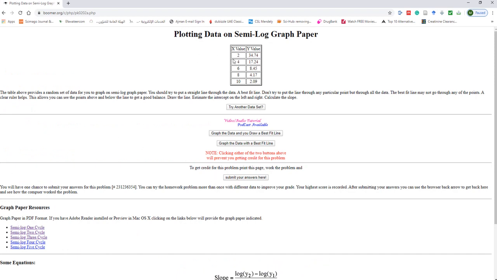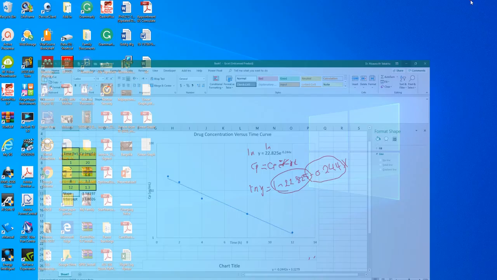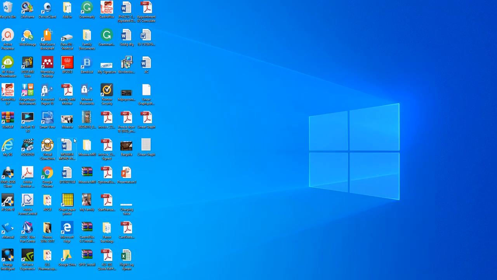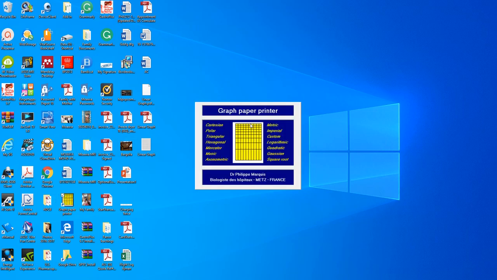Okay, look at the data here. We are going to use semilog graph paper together. This is the x-axis from 2 to 10. Of course x starts from 0, so it's from 0 to 10. And my y data, the minimum is 2.09 and the maximum is 34.74. So how many cycles do I need? In this case, I need two cycles. One to 10, which will cover these three points, and then 10 to 100 to cover 17 and 34. Okay, so what I need now, and I will demonstrate it to you, is two-cycle semilog graph paper, and that's what I'm going to create now, and we will work it together and see what is the best option we have. This is the graph paper printer.